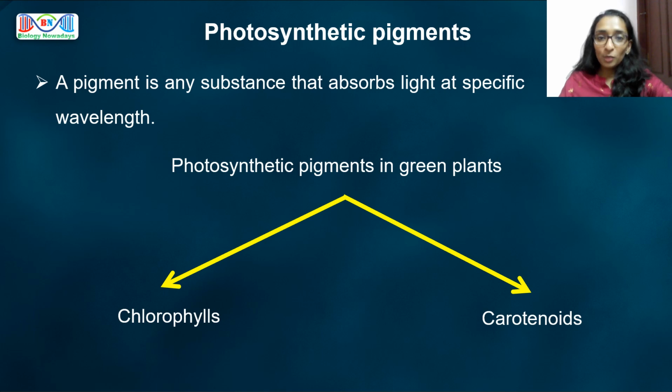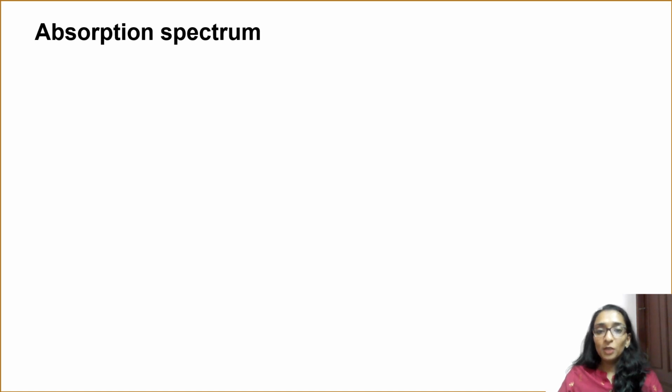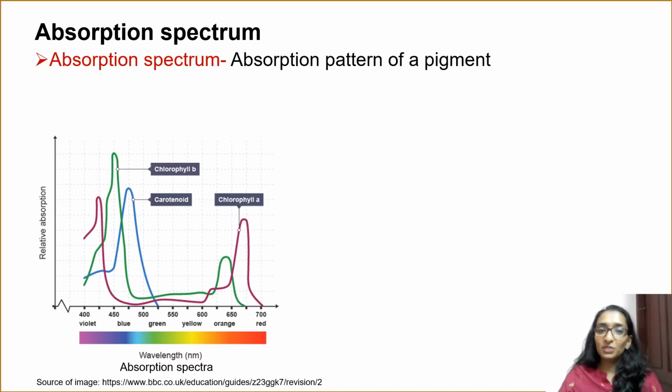Now, let's see the absorption pattern of these photosynthetic pigments. Each of these photosynthetic pigments absorbs light more efficiently in a different part of the electromagnetic spectrum. The absorption pattern of a pigment is known as its absorption spectrum. Chlorophyll A absorbs well at a wavelength of about 400 to 450 nanometer and also at 650 to 700 nanometer. Chlorophyll B absorbs well at 450 to 500 nanometer and also at 600 to 650 nanometer. Carotenoids absorb well at 400 to 530 nanometer.